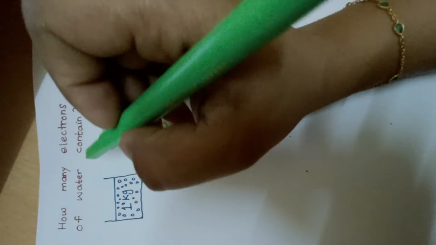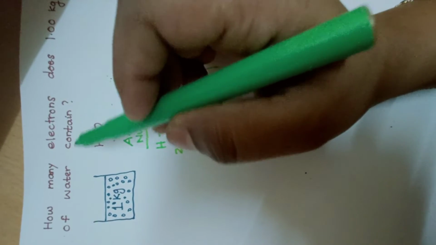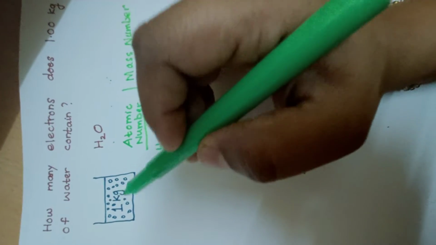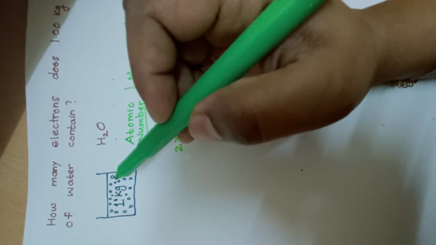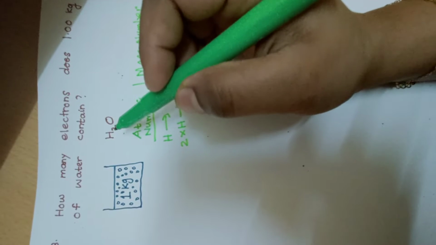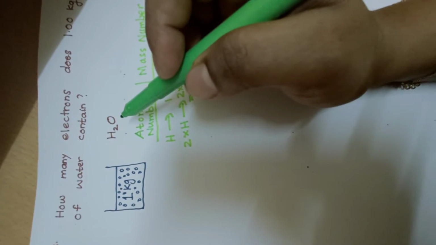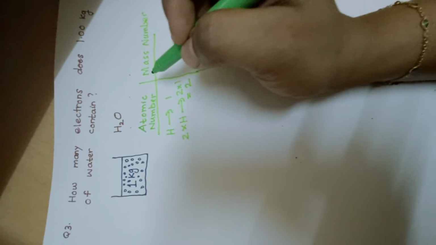In the next question, we are going to find how many electrons are there in 1 kilogram of water. As you see in the picture, we have 1 kilogram of water and we are going to find the number of electrons in this 1 kilogram of water. The chemical formula of water is H2O. So we are going to find the atomic number and mass number first.